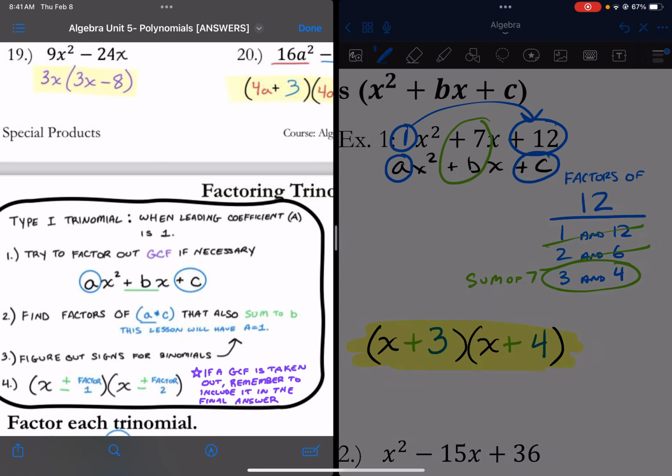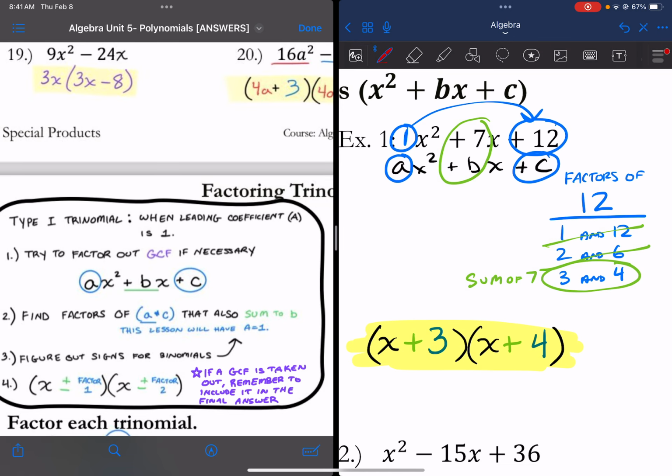There is a way to check this if you want to. You simply FOIL it out. See if you get the final answer again. X times x is x squared. X times 4 is 4x. 3 times x is 3x. And 3 times 4 is 12. Simplify it, and I still get the same answer I had before that I started with.